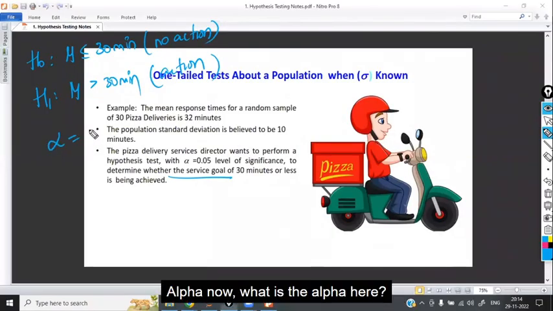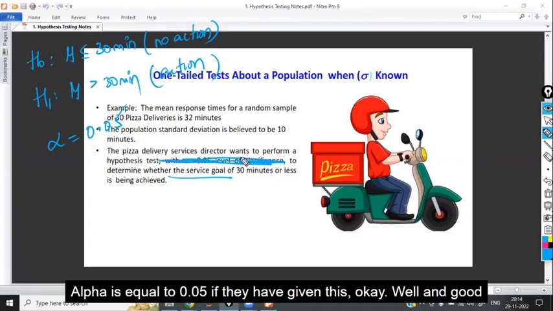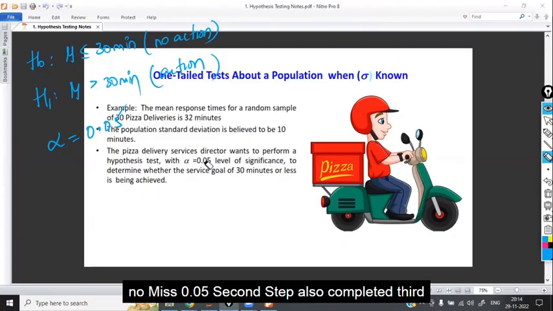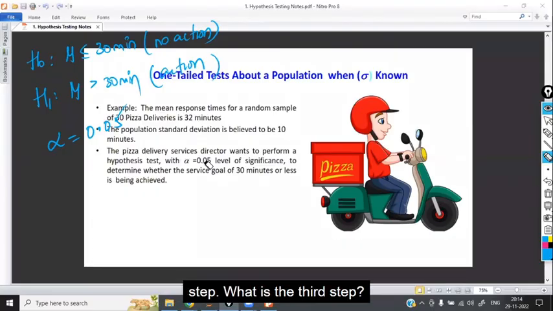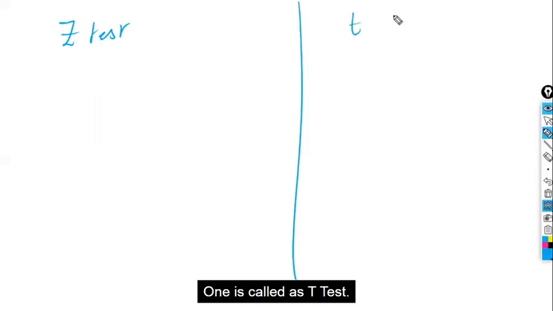What is the second step? Alpha. What is the alpha here? 0.05. In the given question itself, they have given it. Assume this was not given in the question. Same alpha: if they have not given it, alpha is equal to 0.05. If they have given it, well and good. Second step also completed. What is the third step? Compute the test statistic. First we have to decide what type of test has to be applied for this data. We have two types of tests. One is called the Z test. One is called the T test.